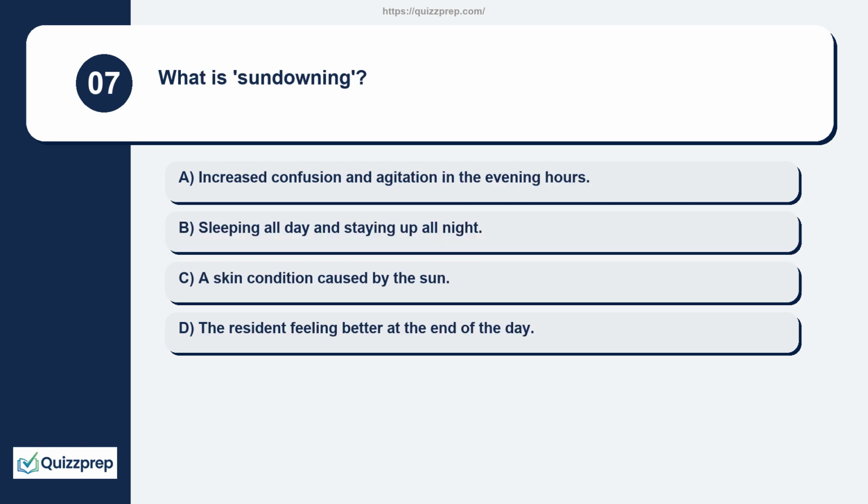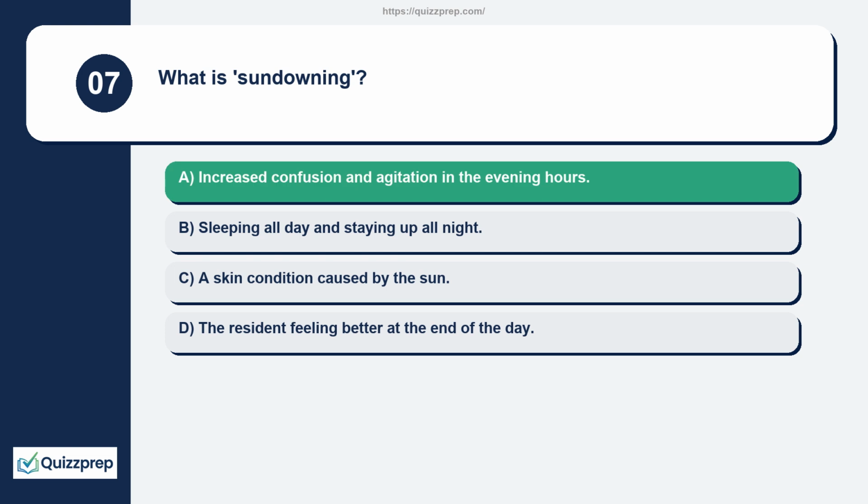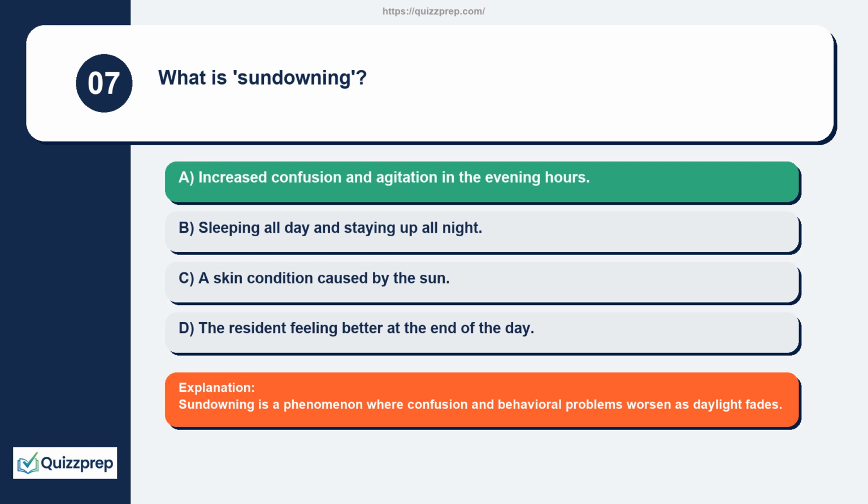Question 7. What is sundowning? Increased confusion and agitation in the evening hours. Sleeping all day and staying up all night. A skin condition caused by the sun. The resident feeling better at the end of the day. Sundowning is a phenomenon where confusion and behavioral problems worsen as daylight fades.